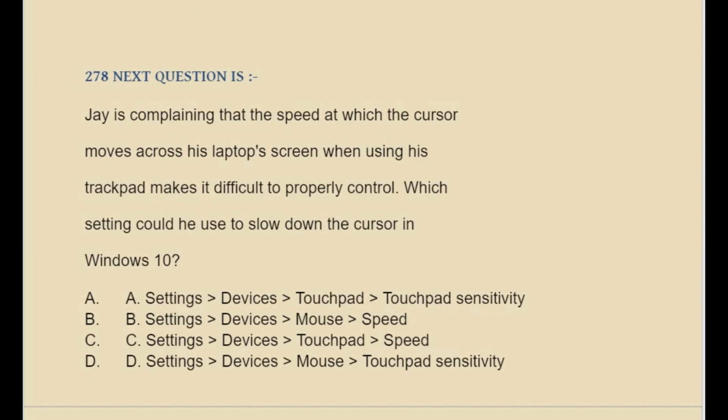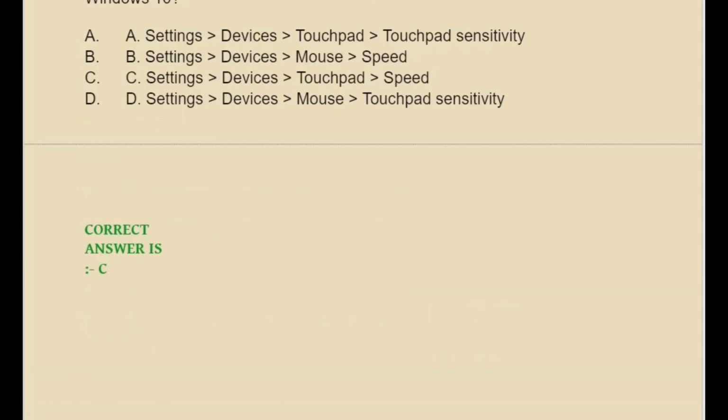Question is, Jay is complaining that the speed at which the cursor moves across his laptop's screen when using his trackpad makes it difficult to properly control. Which setting could he use to slow down the cursor in Windows 10? Option A. Settings, then devices, then touchpad sensitivity. Option B. Settings, devices, mouse, speed. Option C. Settings, devices, touchpad, speed. Option D. Settings, devices, mouse, touchpad, sensitivity. Correct answer is option C.